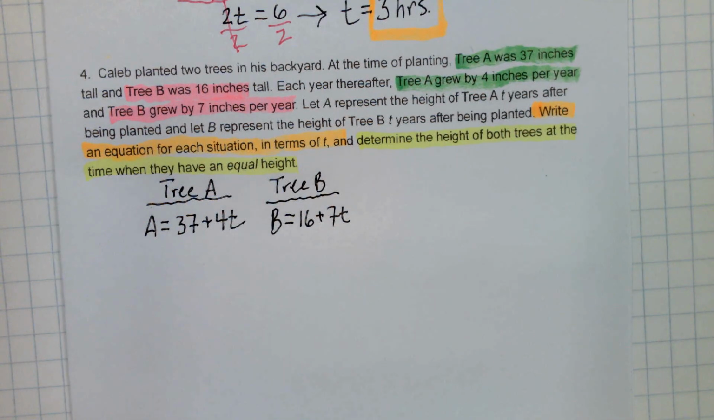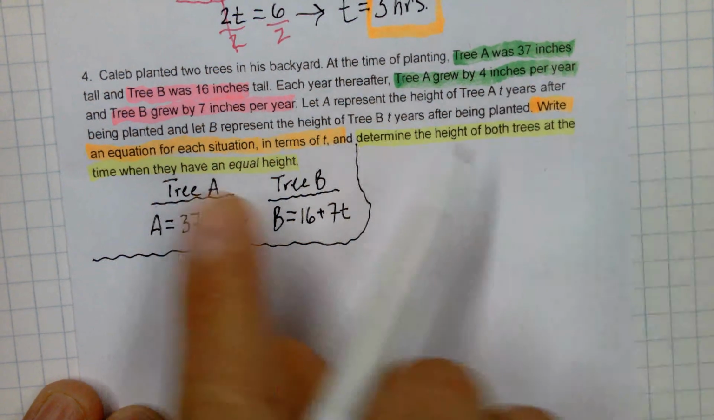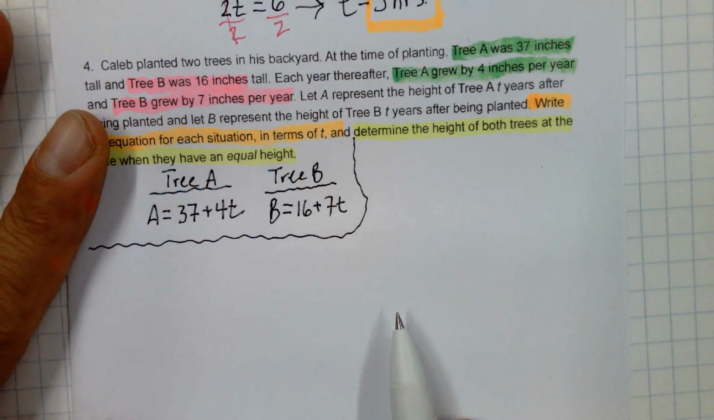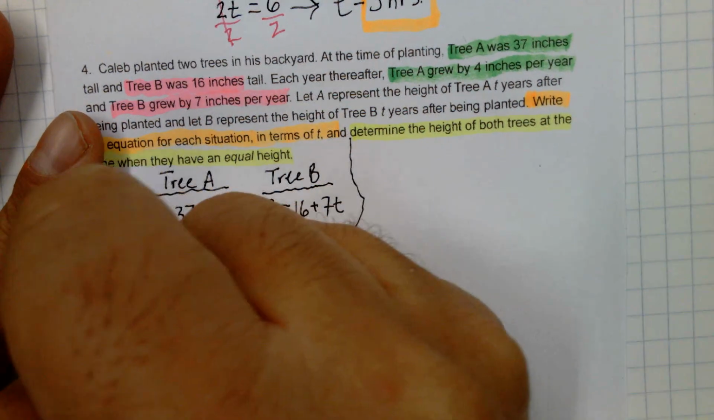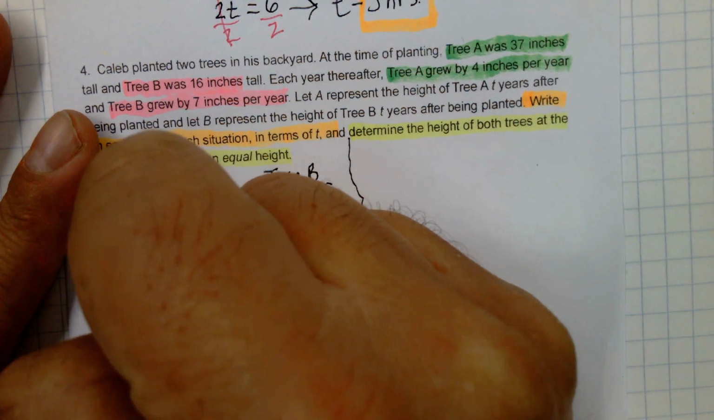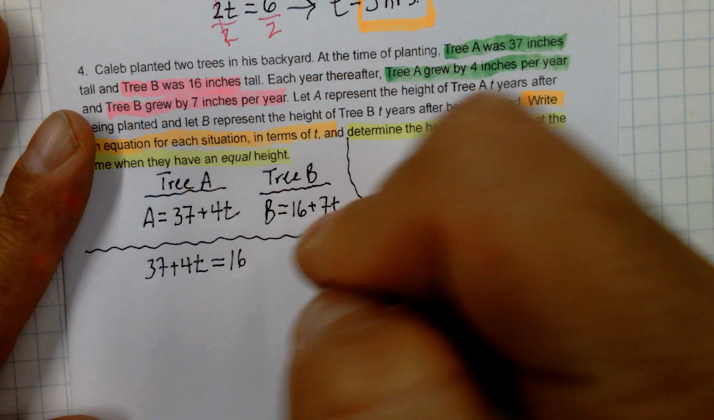Any questions on that? Okay. So we're just going to keep that. That's part of our answer. We did the first part. We wrote the equations in terms of t for the heights. The other thing is we want to figure out when they would be equally tall and what height they would be at. Okay? So we got to do the same thing we did before. Set one equal to the other. So maybe this time I'll do 37 plus 4t equals 16 plus 7t.